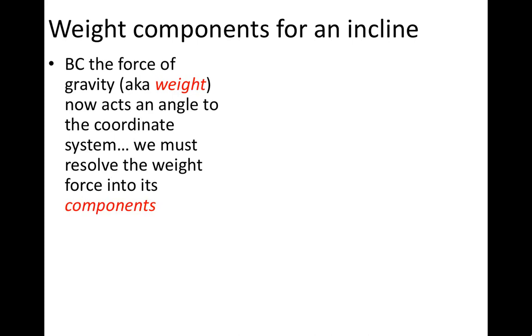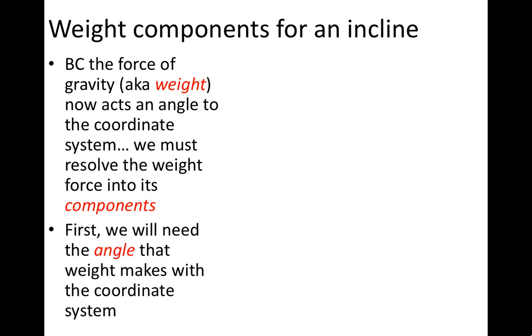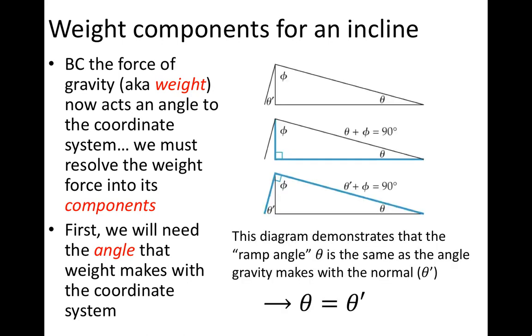So on the next few slides, I'm going to work out some shortcuts for the weight components for an object on an incline. We're going to have to find the components of the force of gravity, or weight, because now weight is going to be acting at an angle to our coordinate system. Before, we didn't have to do this because the weight acted along the y direction. And in order to work out these components, first we're going to need the angle that the weight force is going to make with the coordinate system. And here's a little diagram that's going to be helpful.